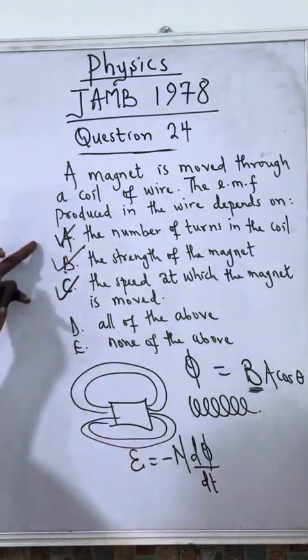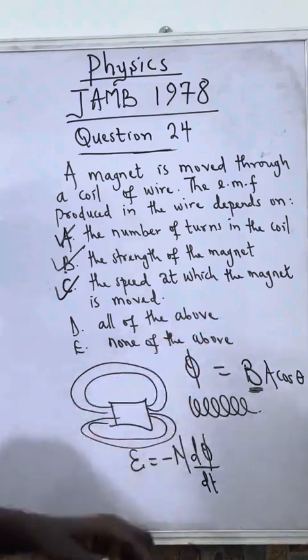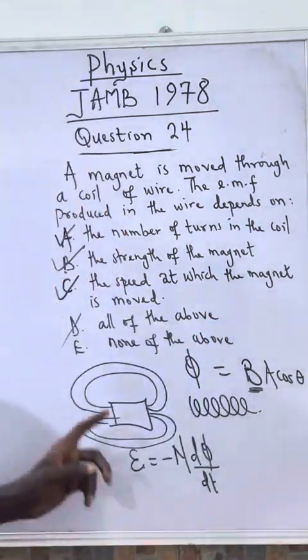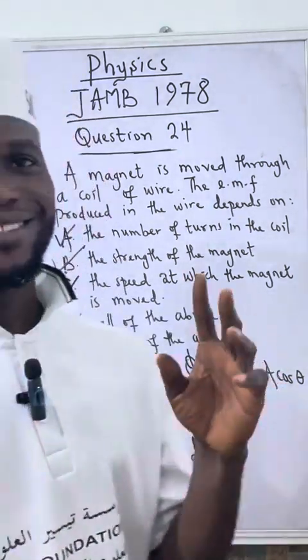Since three options are correct, let's see the next option. This says all of the above. Definitely, all of the above will be the correct answer. None of the above, throw that away. All of the above is the correct answer.